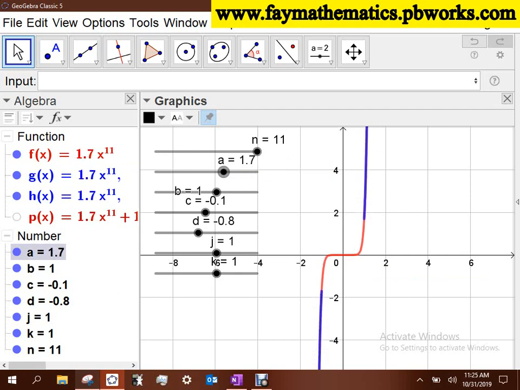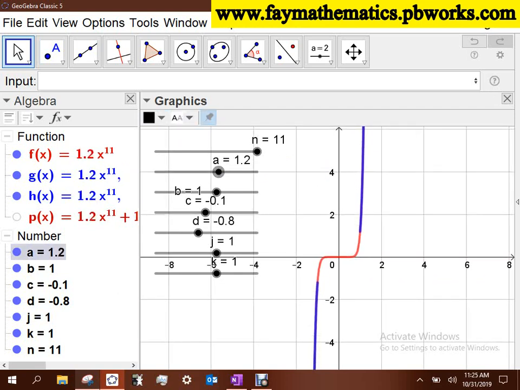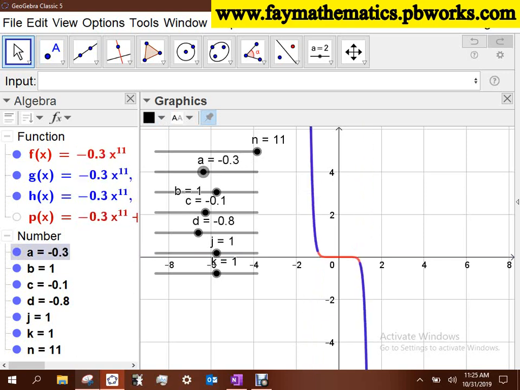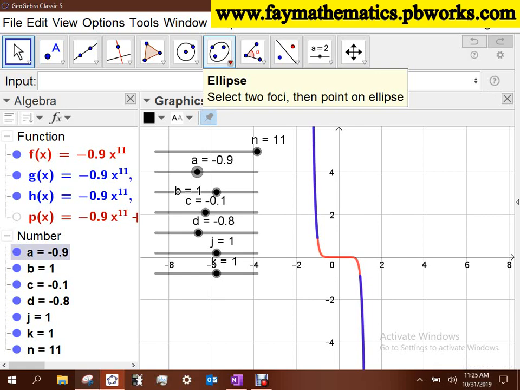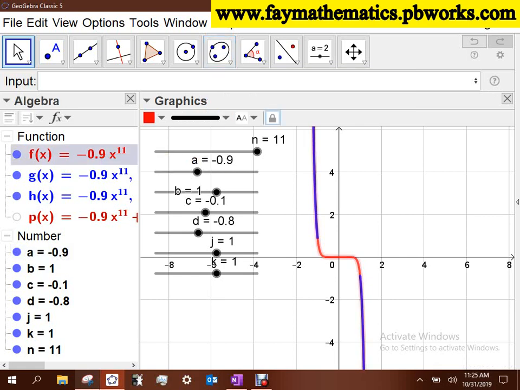Now, when A is negative, what's a negative out in front of any polynomial going to do? Reflect it. Okay? So now, if I reflect over the x-axis, does it change the end behavior? Yeah. Okay? Now the end behavior as x is going this way, your y is going to negative infinity, right? As x is going to negative infinity, your y is going to positive infinity. Okay? That's true for all A values that are negative.